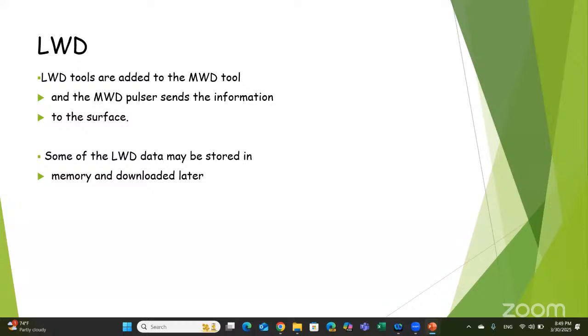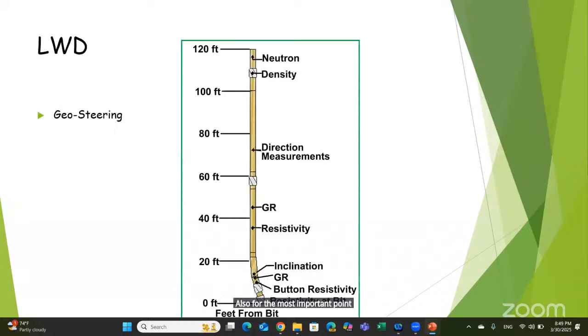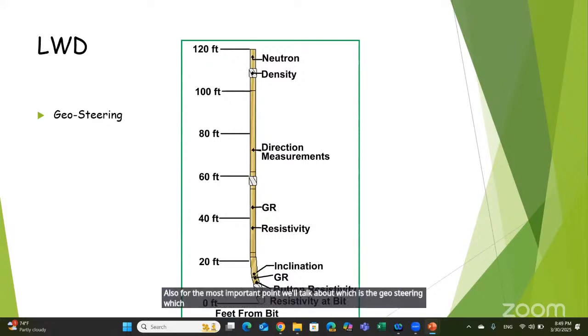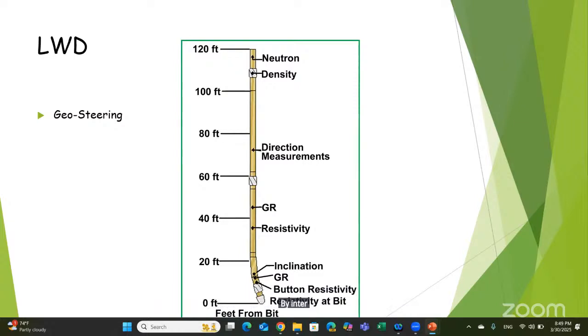Also, for the most important point we'll talk about, which is geosteering, a type of logging while drilling, which is a real-time drilling technique used to guide the wellbore within the most productive zones of a reservoir by interpreting downhole logging data. It combines logging while drilling, measurement while drilling, and real-time geological modeling to optimize well placement and maximize hydrocarbon recovery.